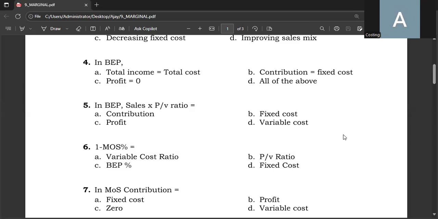Question 7. In MOS, contribution is equal to option A. Fixed cost. Option B. Profit. Option C. 0. Option D. Variable cost.